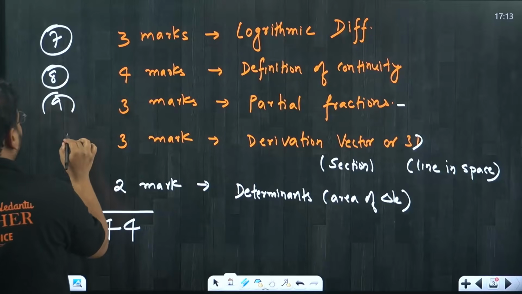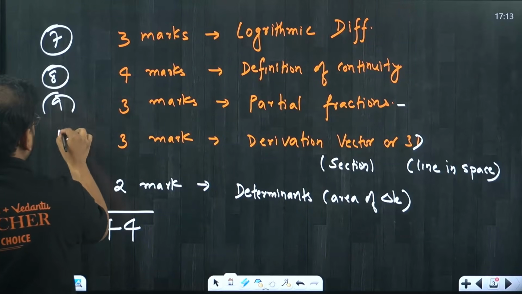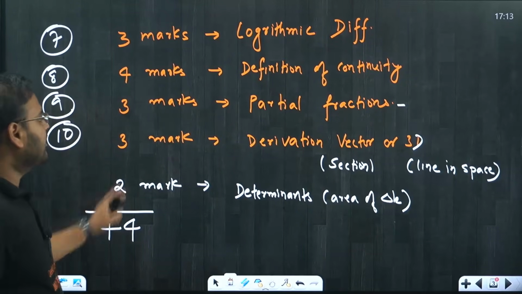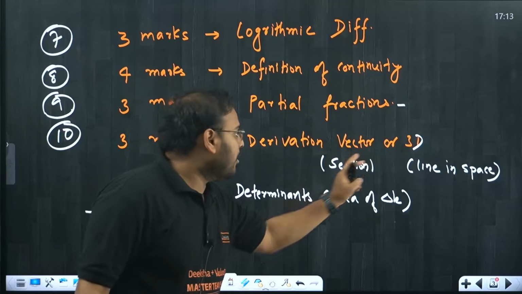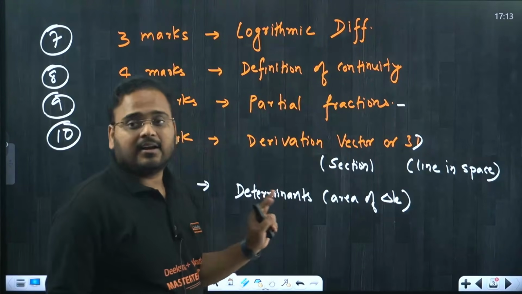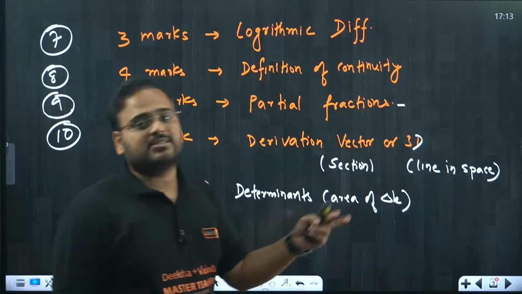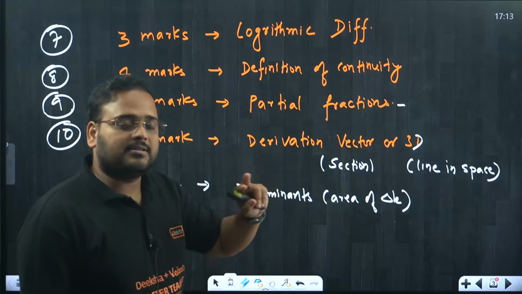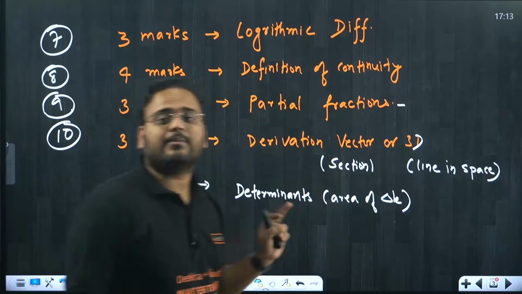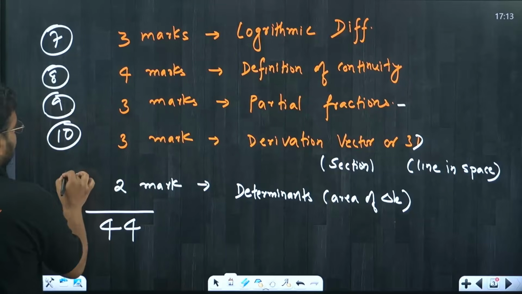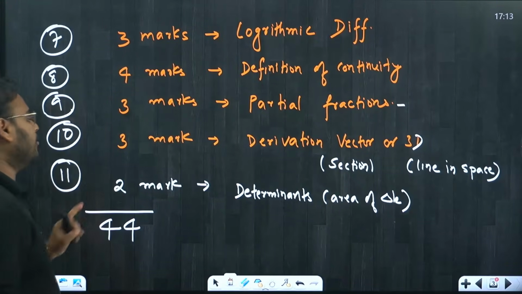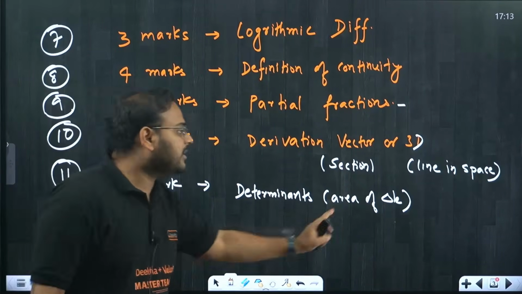Moving on, question number 10 now. 9 is done. Question number 10, 3 mark question, derivation of the vector or 3D, right? So you have one question in vector section formula, derivation is there, line in space, in vector and scalar form, both are there. So these derivations can be asked. You have to attempt a 3 marker over there. And question number 11, I would ask you to attempt a 2 mark question from determinant, area of triangle.